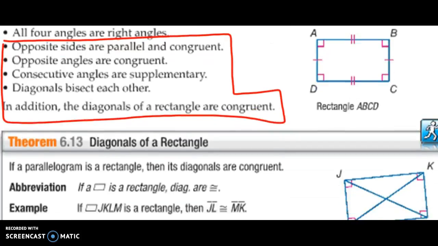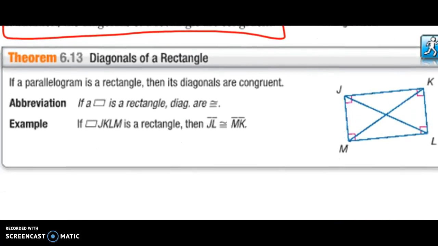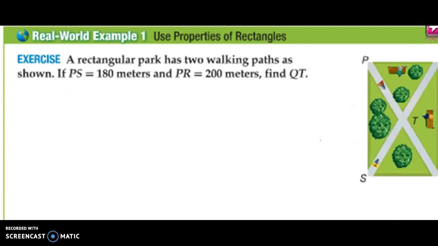So, our next theorem, Theorem 6.13, says this. If a parallelogram is a rectangle, then its diagonals are congruent. Okay? So essentially what that's saying is, if we have a rectangle, JL is the same as MK. Those are going to be the same length. They're congruent. So let's look at an example of one.